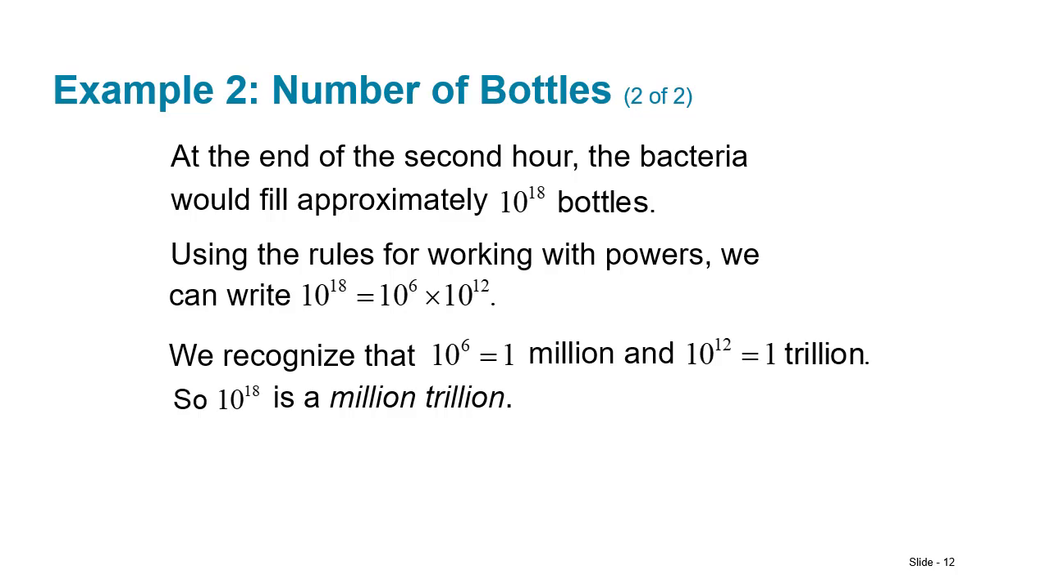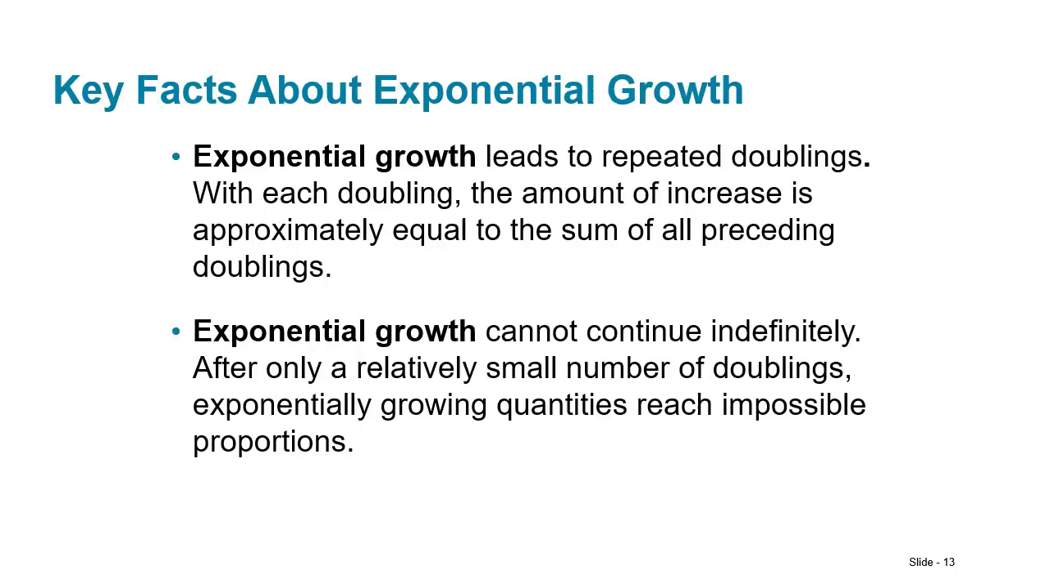If we work with powers, we can write 10 to the 18th equals 10 to the 6th times 10 to the 12th. We know that 10 to the 6th is 1 million, and 10 to the 12th is 1 trillion. So it's a million trillion bottles, or more than anybody could ever count or even create. So you can see that exponential stuff can grow very, very fast. That's the whole point of this silly little example.